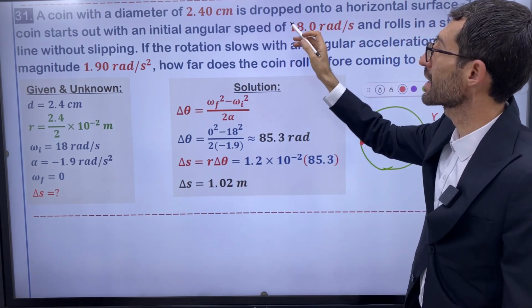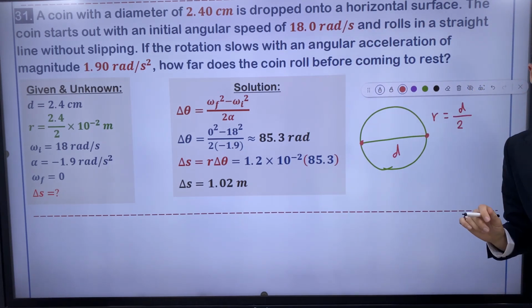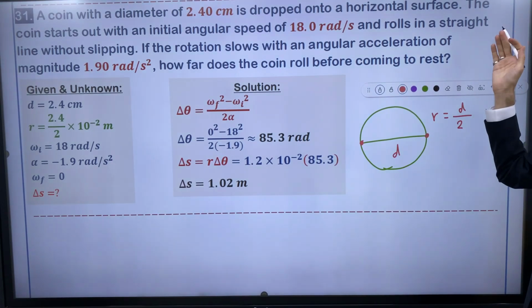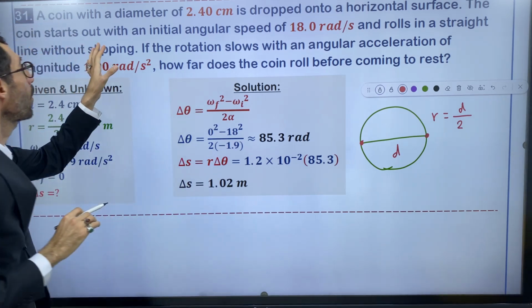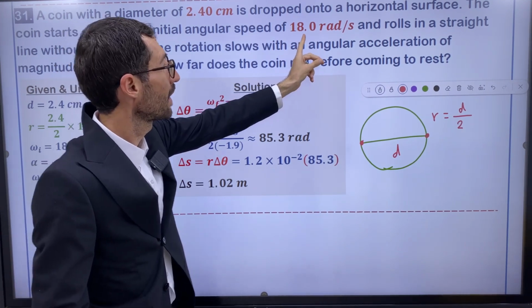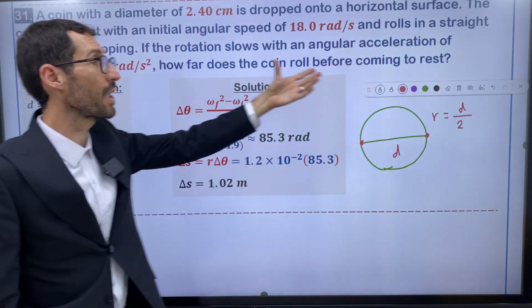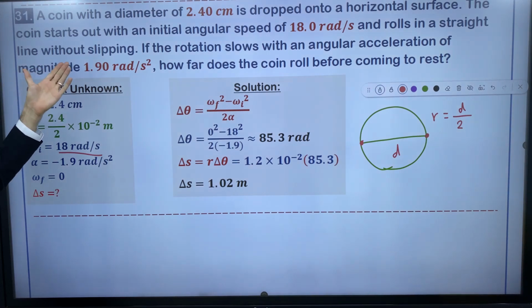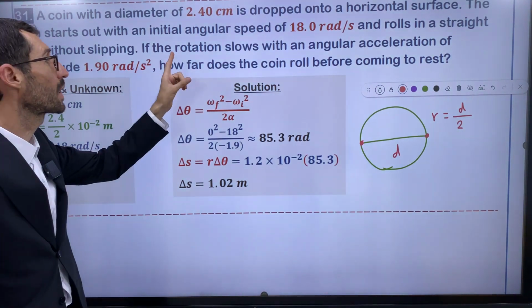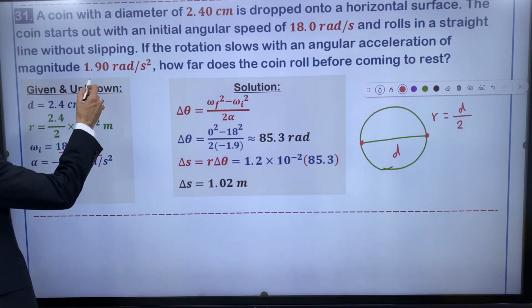So anyway, it says a coin with a diameter of this number is dropped onto a horizontal surface. The coin starts out with an initial angular speed of 18 rad per second. So this is omega initial, right? And it rolls in a straight line without slipping. If the rotation slows with an angular acceleration of magnitude this number.